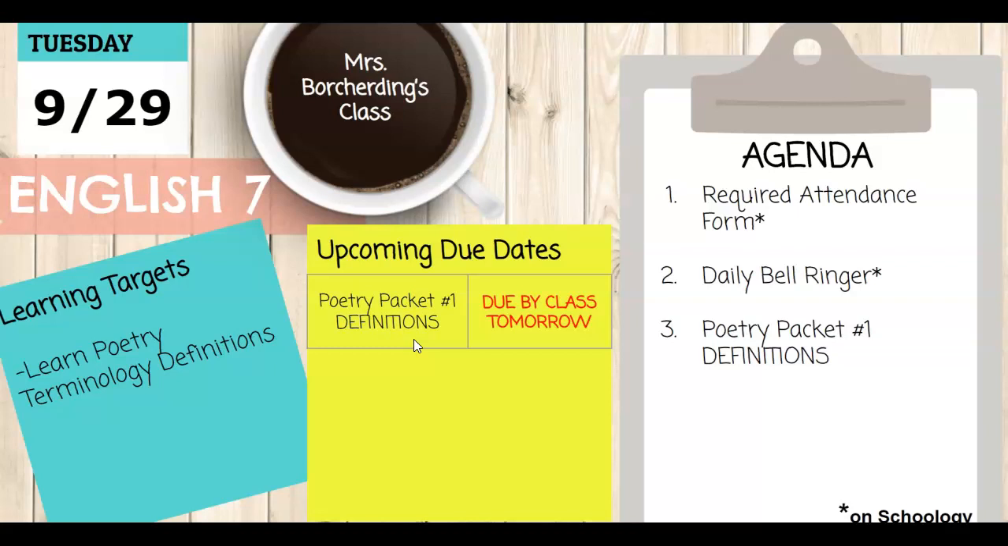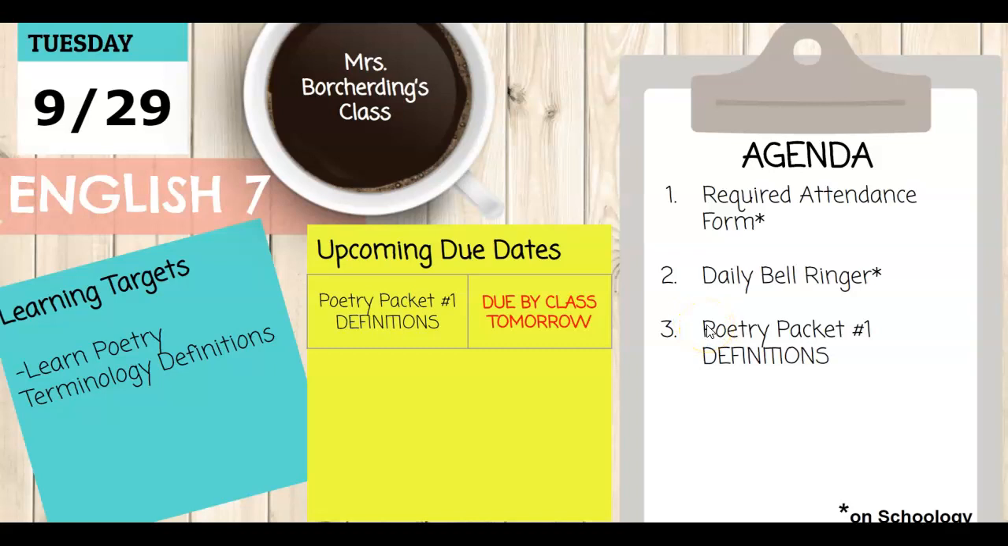Now, a new addition, because we've transitioned to the hybrid and we aren't doing Google Meets, you're going to be doing a required attendance form on Schoology. This is a form that now the administration can access as well as myself. You still have a very short daily bell ringer. Again, these are graded only on effort and completion. It's not about being accurate. It's about giving it a try. And you're going to be filling out your poetry packet number 1.